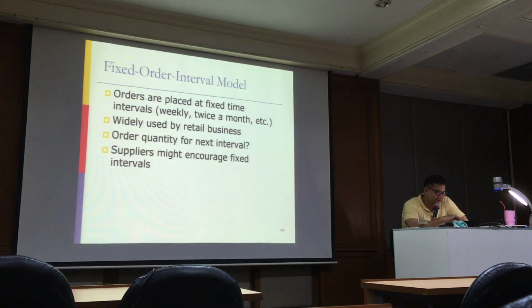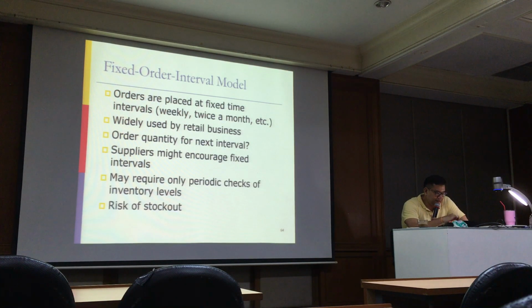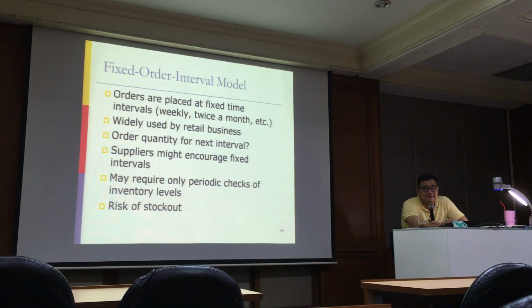I'm going to start a little bit about this. Another model is called the fixed order interval model. You can see that the fixed order interval model is normally used by the retail business because you are going to make an order at a fixed time interval. For example, every 3 weeks, every 4 weeks, or twice a month, something like that.